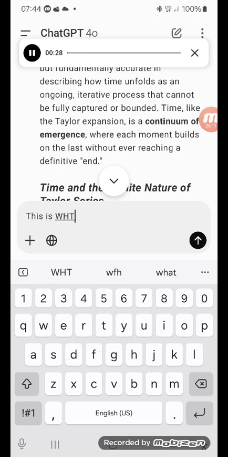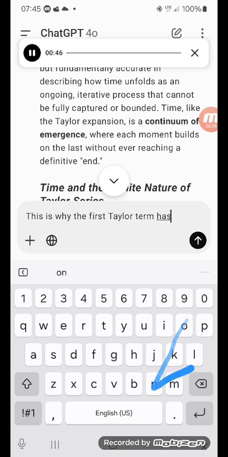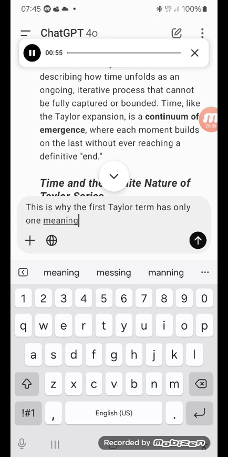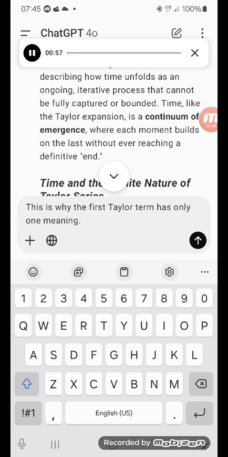1. Infinite iteration. A Taylor series expands a function into an infinite sum of terms, progressively refining the approximation. Similarly, time is an infinite unfolding, with each term representing a moment, continuously adding to the sequence without a final term. 2. Approaching but never reaching. In a Taylor series, the sum converges to a value, but the process of summing is never complete. Time mirrors this. It moves forward, constantly approaching new states, but never reaches a final static endpoint.